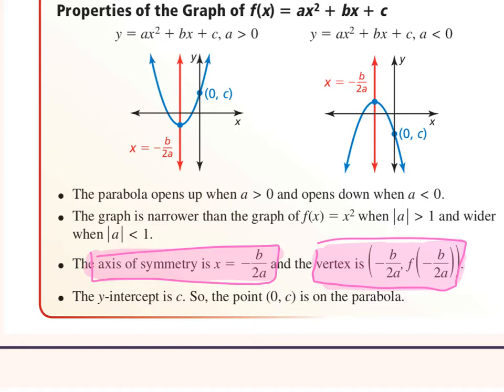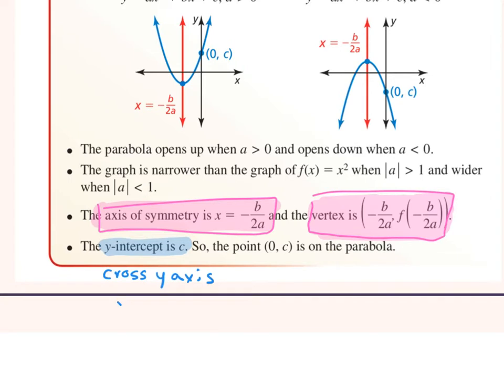Also, an important thing to note here is our y-intercept. So where our graph crosses the y-axis is going to be that c in our function. So our c is our y-intercept. It's where our graph crosses the y-axis, and it's also when x is 0. So our point for our y-intercept is 0, c.